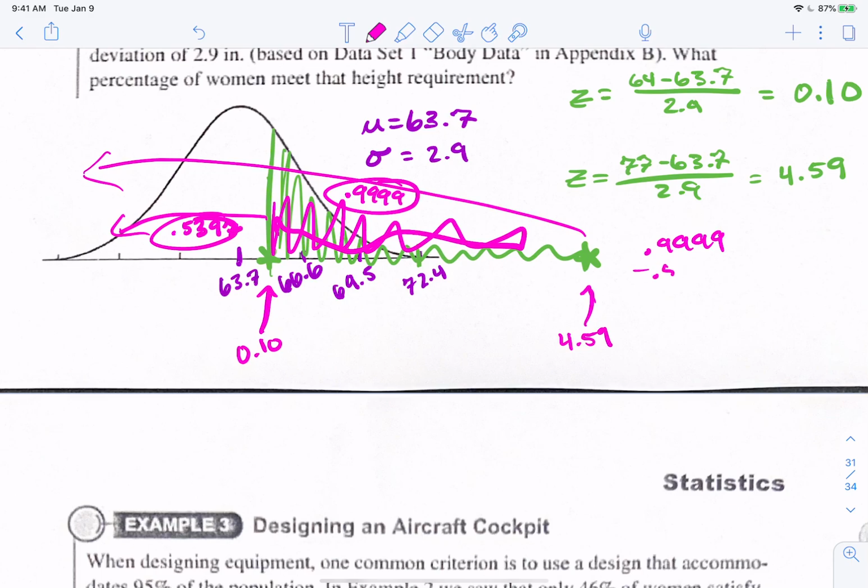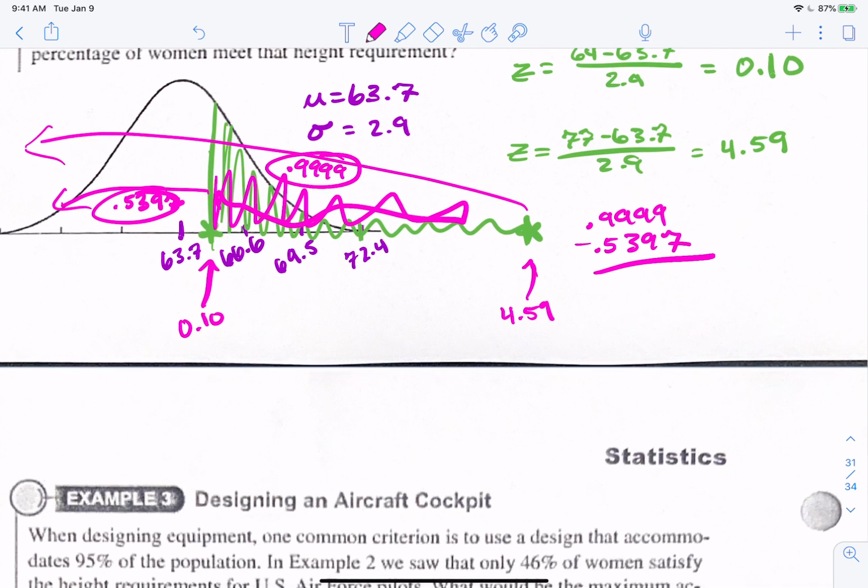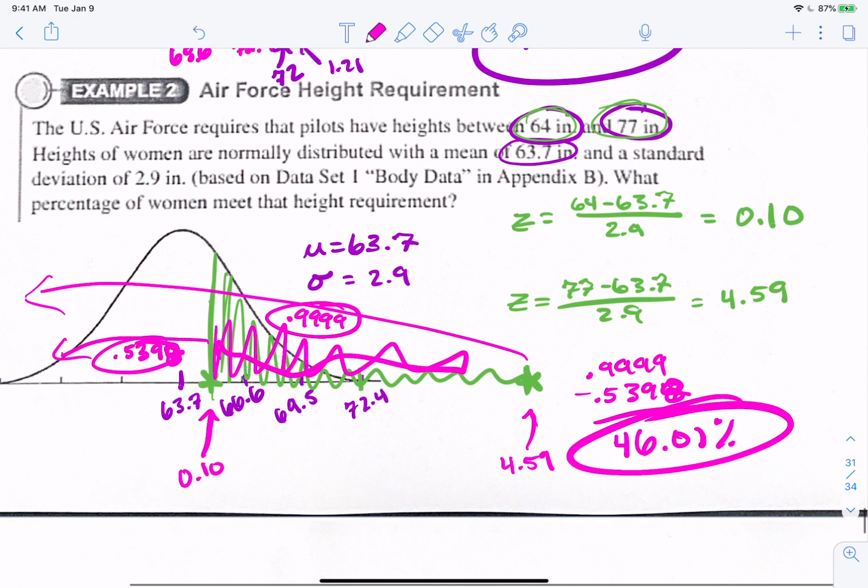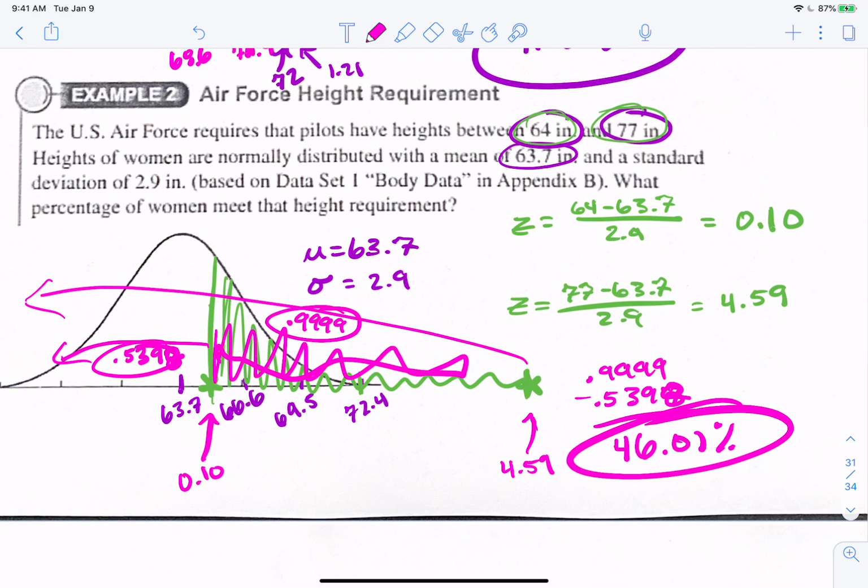0.9999 minus 0.5397, and you get something. Oh, it's supposed to be 5398. I wrote that down wrong. 4601. So 46.01% or 46% of people are between 64 and 77.